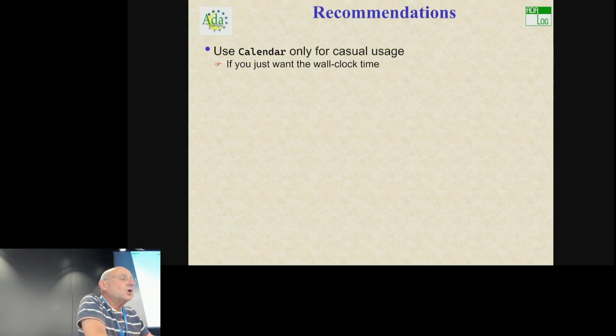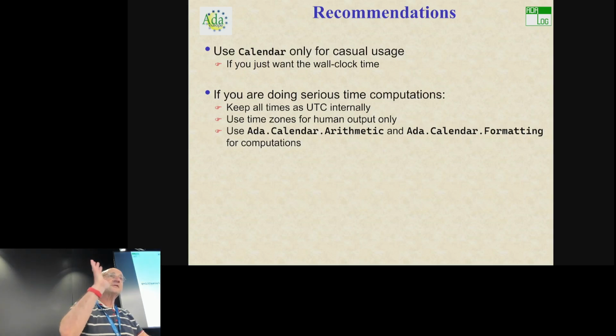So in practice, some recommendations when you are dealing with time: the issue is far from obvious. Use calendar only for casual usage. I mean, if you have a normal program, you just want to display the clock somewhere, calendar is fine. Otherwise, use calendar.formatting. Because you never really know what happens with those time zones, I would say that during computation, keep all your times as UTC, because UTC never varies. Okay, it's a safe basis.